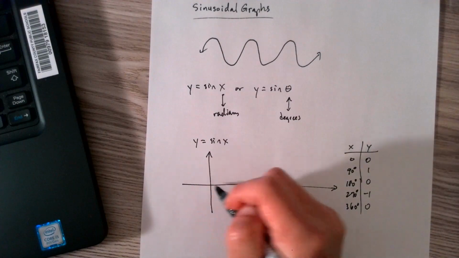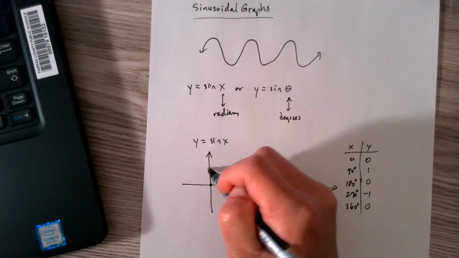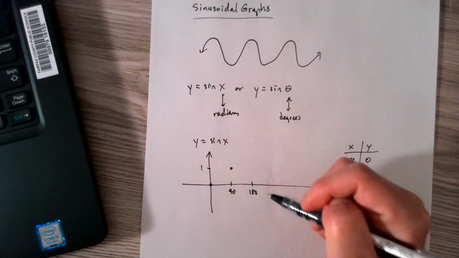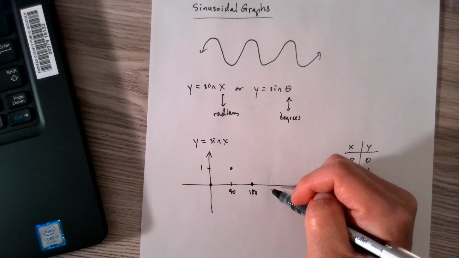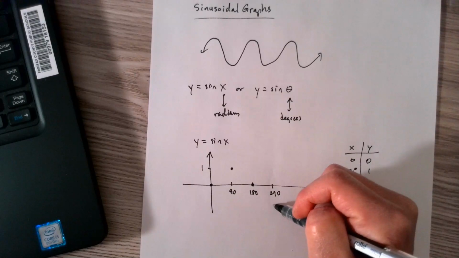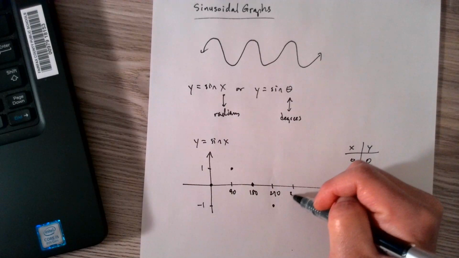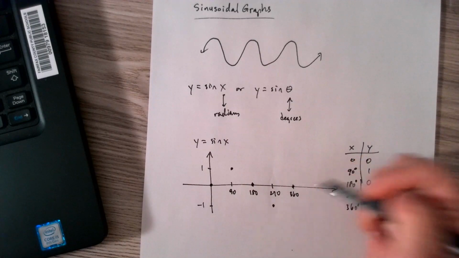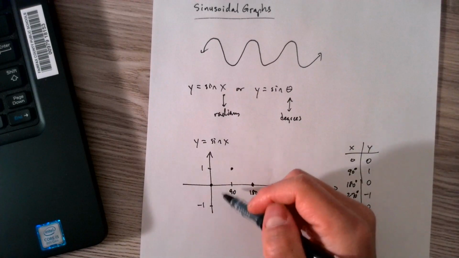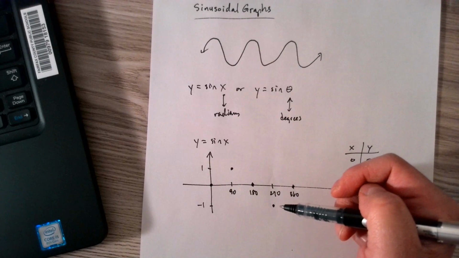So that would be here at 90 degrees, here 180, here 270, down here if that's negative 1, and 360 back to 0. And it's not going to be a jagged graph when I connect the dots.